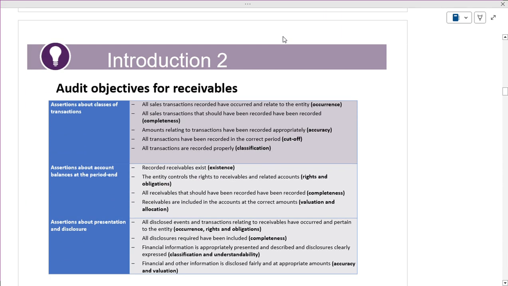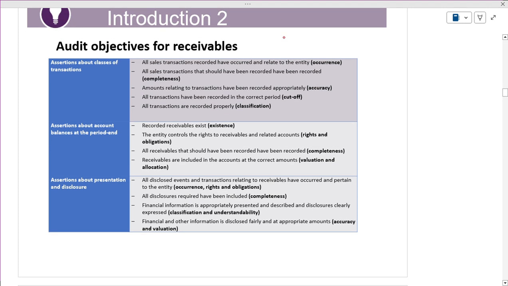Fine. What are the audit objectives? When you are doing the revision, you focus on this. Same thing, if I remember, I have sent it in the Word file also. Now, what it says: all sales transactions should be recorded. First and foremost, the first step will be recorded, occurred, related to the entity. It should be in the name of the entity, sales invoices.